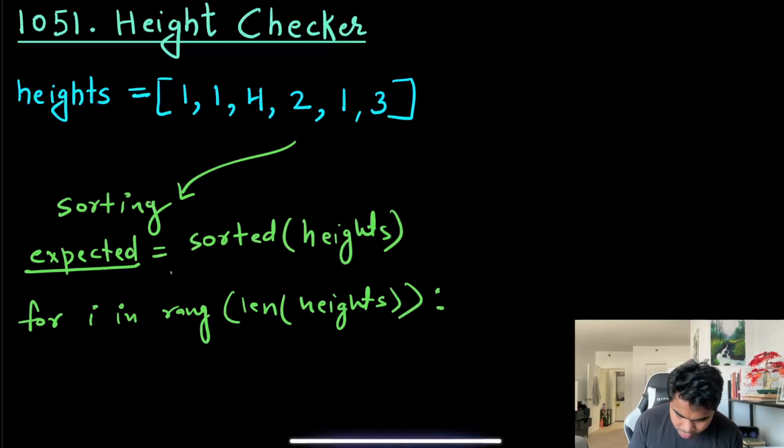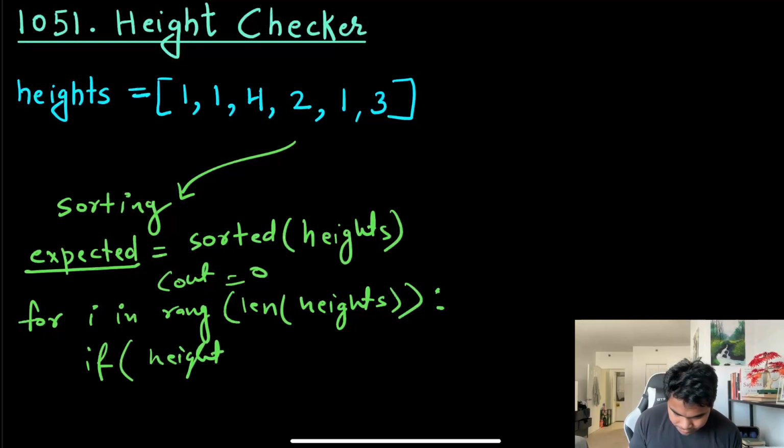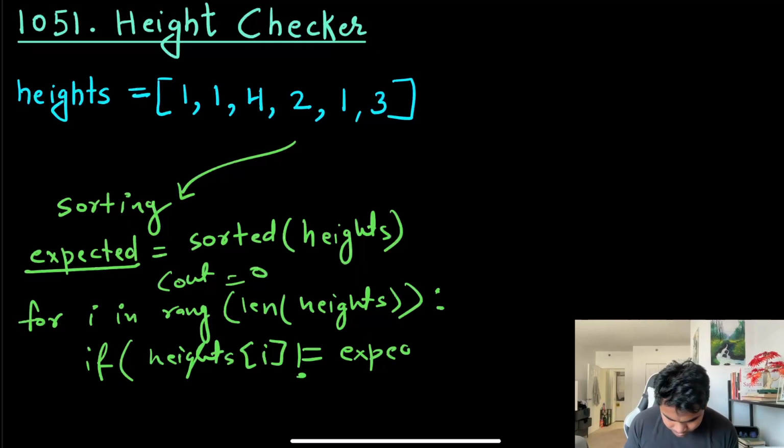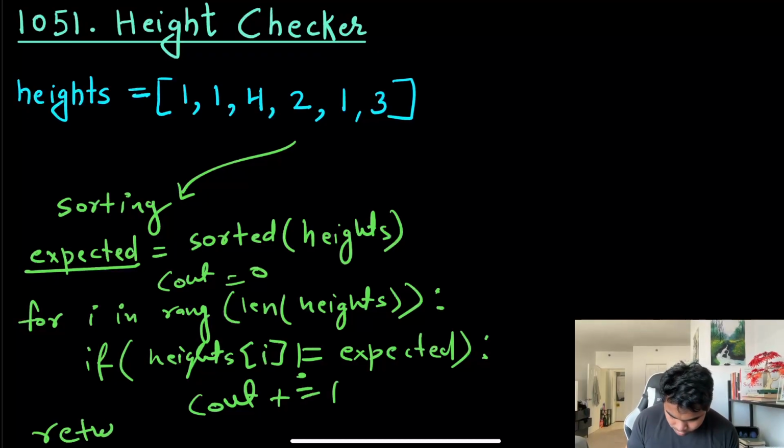So I will have something called count. This is my result, initially 0, and if these values are different, so heights at ith is not equal to expected at ith, then I will increment my count and return count. That is solution 1.